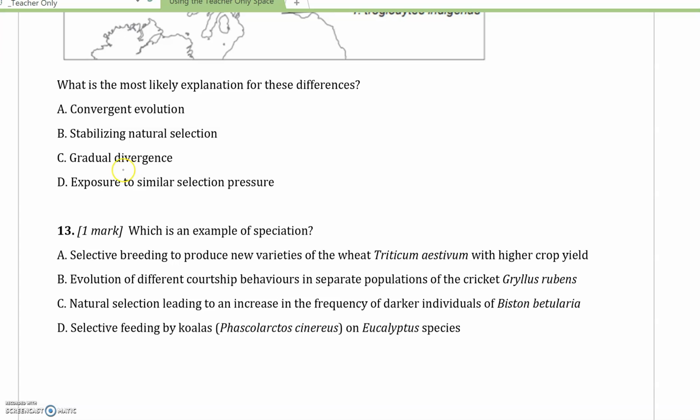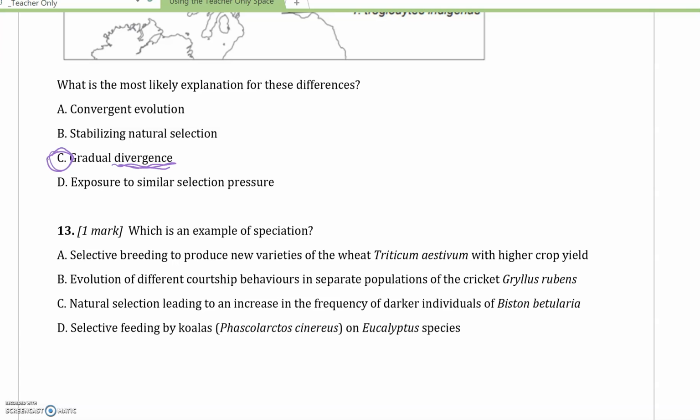And what we're doing is we're diverging away from a starting point. So the answer is C, gradual divergence. None of the others actually make sense, and that is the correct answer.